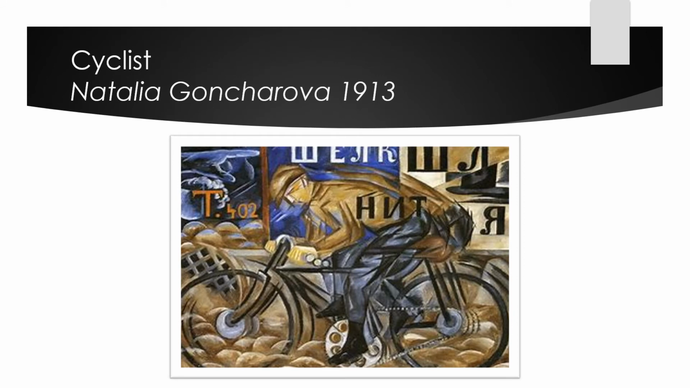Cyclist by Natalia Goncharova depicts a man riding on a bicycle, also called a cyclist. Circular lines are used to paint the bicycle tires, along with horizontal and diagonal lines used for the bicycle framework. And circular lines are used to form the body of the cyclist along with the dust on the ground.